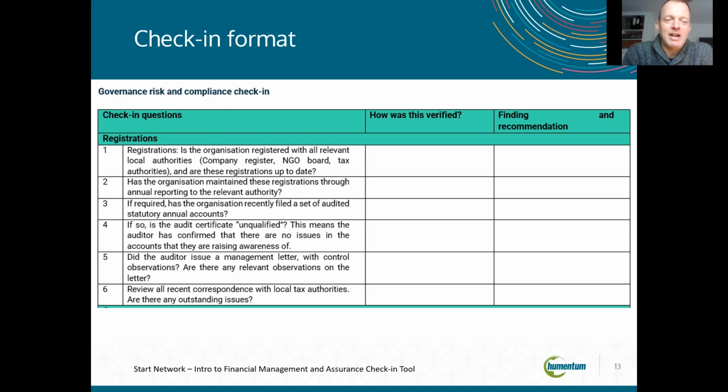And so, if the registrations are up to date, then there is no finding, because the answer is yes, they're fine. But if they're not, then the recommendation is that the organisation is adequately registered, and that would be something that would be followed up in a recommendation or an observation following the check-in.